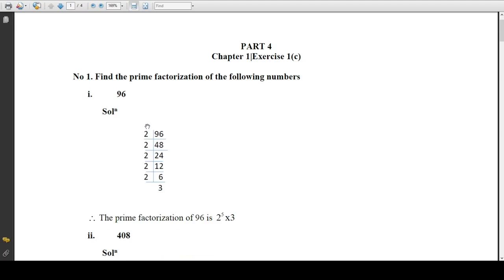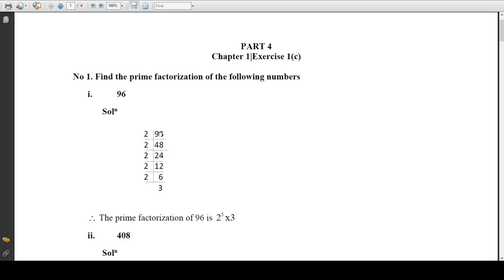Okay. Now, prime factorization, what do you actually know about prime numbers? They start from 2, 3, 5. Prime numbers are those numbers which are not divisible by any number except 1 and itself. The smallest prime is 2, and then next is 3, 5, 7, 11, and so on.